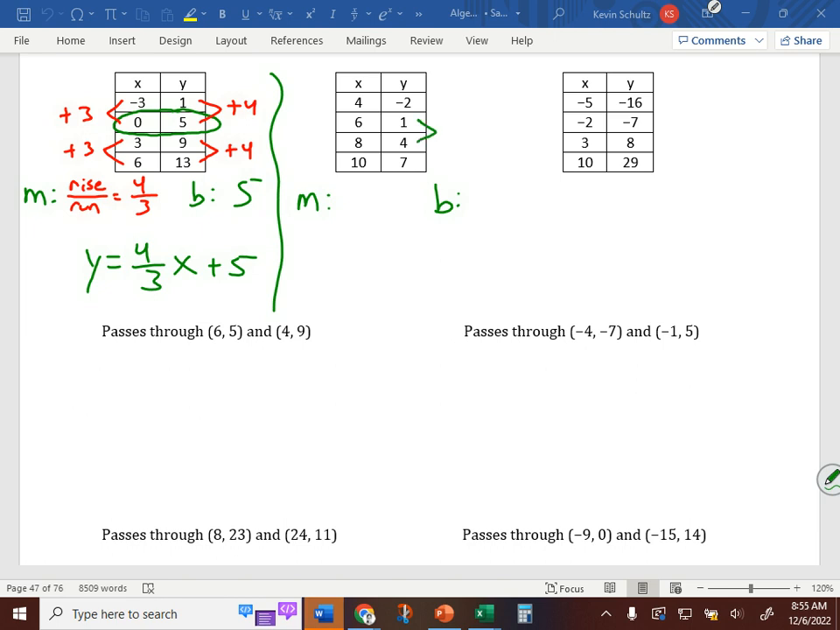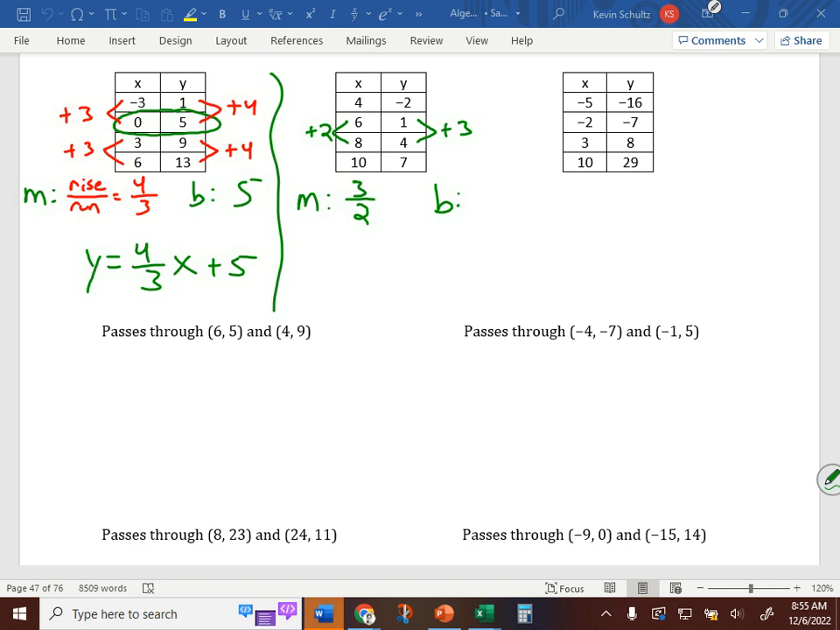What's the change from 1 to 4? Positive 3, up 3. Okay. What's the change from 6 to 8? Up 2. If you'd pick two other ordered pairs, you'd find the same thing, right? Up 3 and up 2. So our slope, rise over run, is going to be 3 over 2. Now, how do we get b?